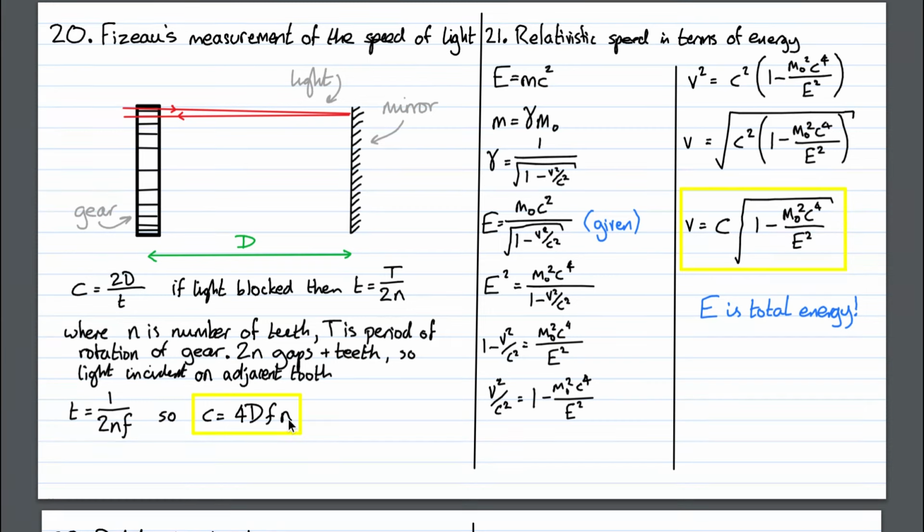Now, you could have this equation in terms of angular frequency, where you replace 2 pi f with omega, so f equals omega over 2 pi, all that sort of thing, but that's fine.